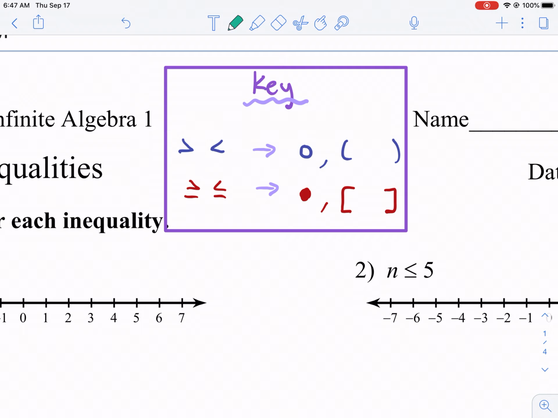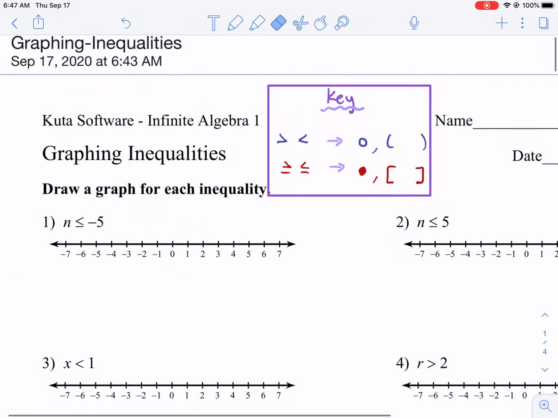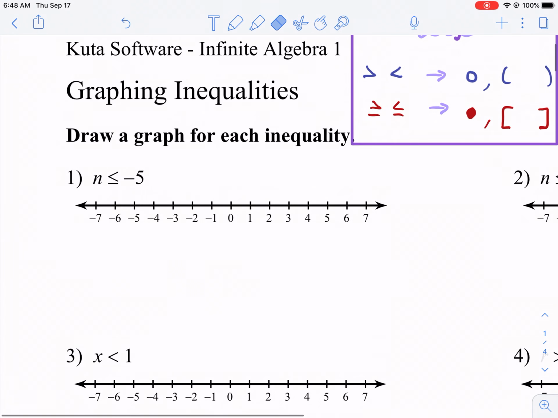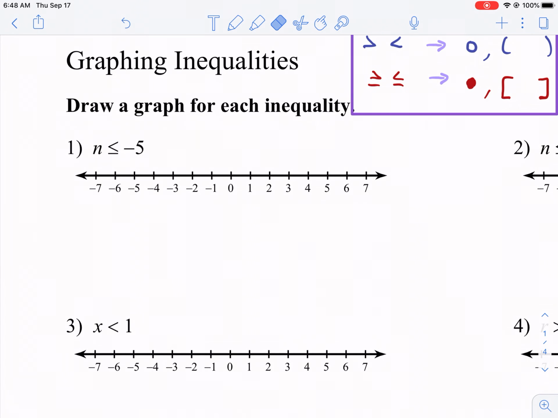Now for less than or equal to, or greater than or equal to, you're thinking closed dot, but for my classes, you're thinking brackets. Brackets mean you include the number that is on it. Now let's apply what this means. In the first example, we have n is less than or equal to -5.